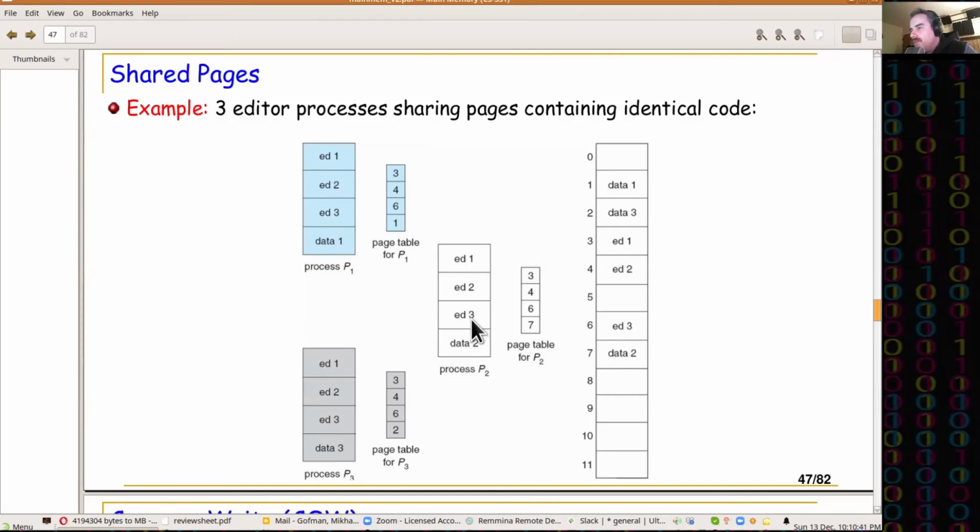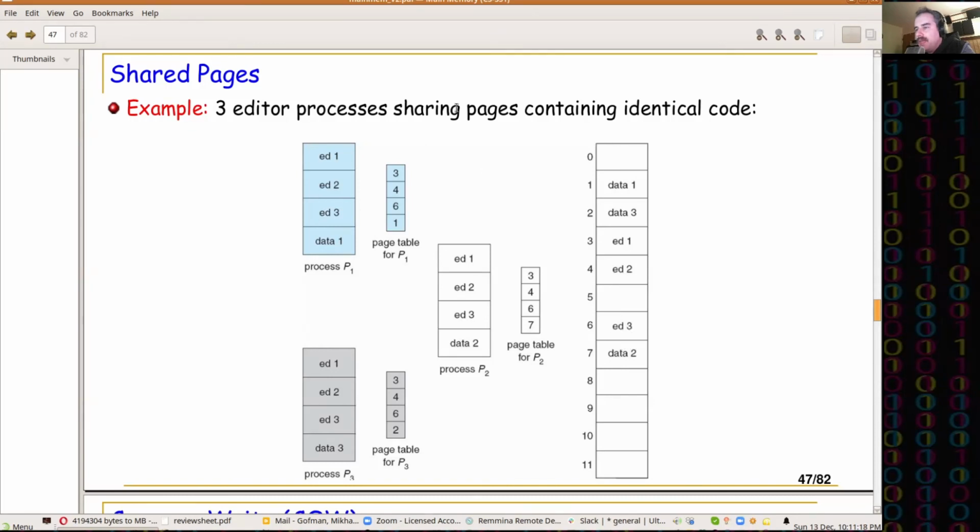For the second editor, it also mapped its page 0, which contains the first page of the code, into physical frame 3, which is the same as what the first process did, and the same as the third process. Similarly, all 3 processes have mapped their second page, which is page 1, onto physical frame 4. Similarly, the third page of each process was mapped to physical frame 6.